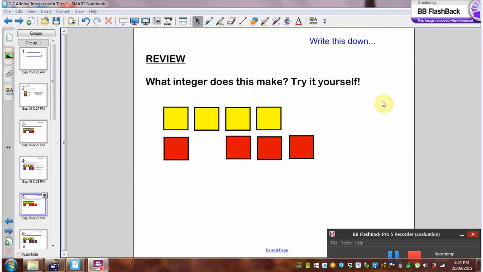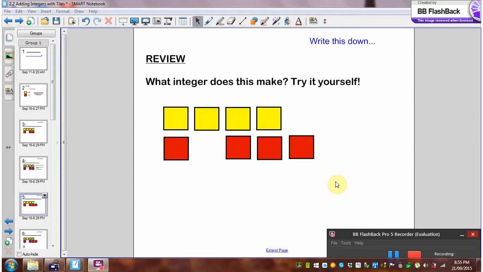Okay, just another quick little review question. You don't have to write down the question, you already have that written down on top, but I want you to just copy out this diagram. Then I want you to try this one yourself. What integer does this make? So copy out the diagram and tell me what integer this makes. Pause the video, and when you come back, we'll go over the answer together.